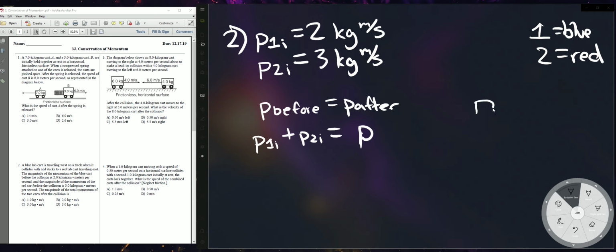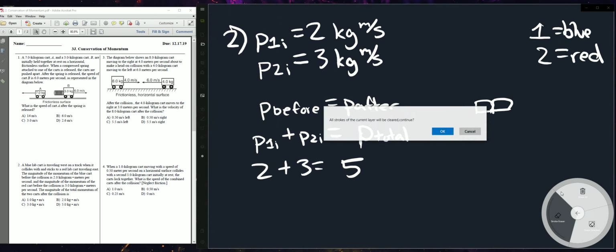When two things collide and stick, they're one object now. They're one object, and so I'm going to call this P total. And so 2 plus 3 is equal to 5. Simple math. So the answer is D.